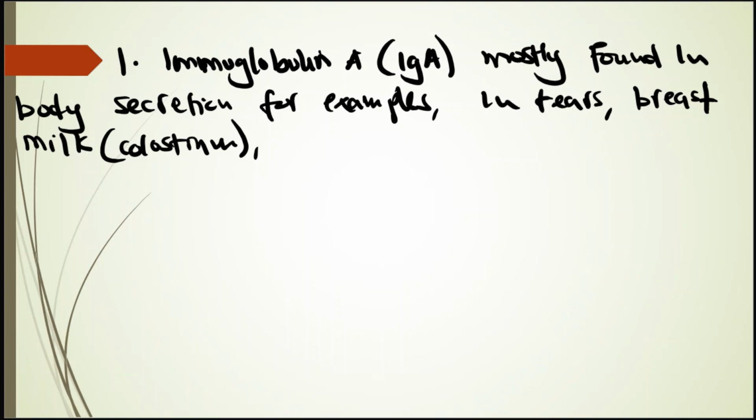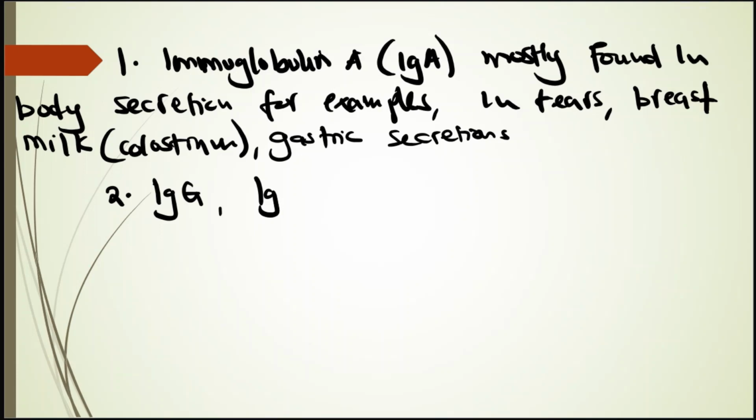All right, it's also found in gastric secretions. So gastric secretions and GI secretions. All right. Second type of immunoglobulin is IgG. Third type is IgE. IgE mediates, so this immunoglobulin mediates hypersensitivity reactions.